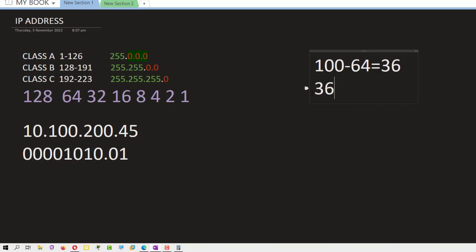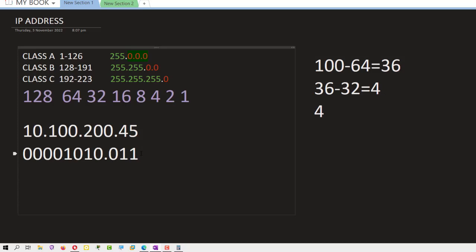So now I'm going to deal with 36. 32 into 36, yes, it's possible, so I have here one. Subtract 32, so this will give me 4. Now I have to deal with the 4 number. 16 into 4 is not possible, so 0. 8 into 4 is not possible, so 0. 4 into 4, yes, so subtract 4, that will be equal to 0. So here I only have 1. So 2 into 0, 1 into 0.